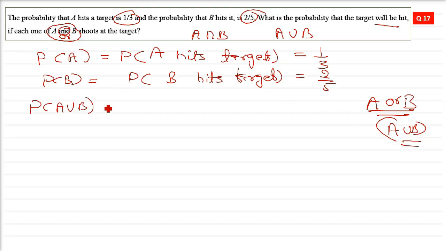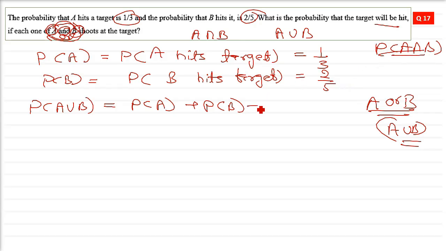A union B is quite known to us. This equation: P(A) plus P(B) minus P(A intersection B). But for this P(A intersection B), A hitting the target and B hitting the target are two separate events. They don't have anything in common. They are independent. So when they are independent, you can write P(A) multiplied by P(B) in place of P(A intersection B). So let's write this P(A) into P(B).